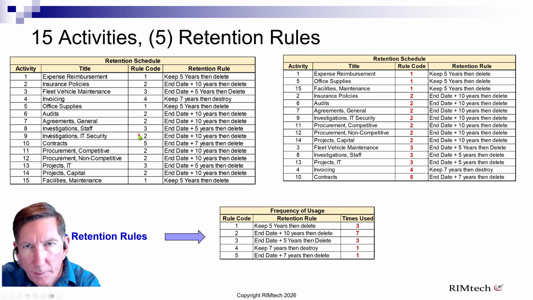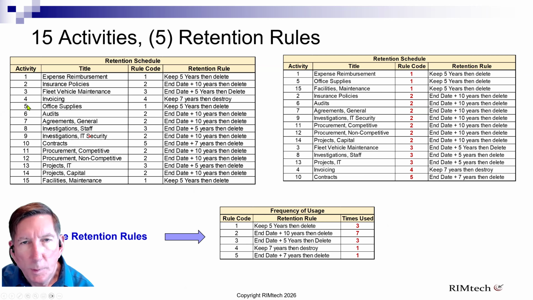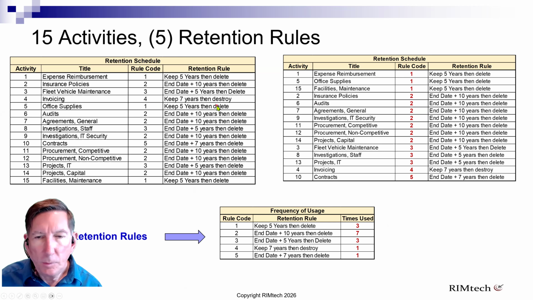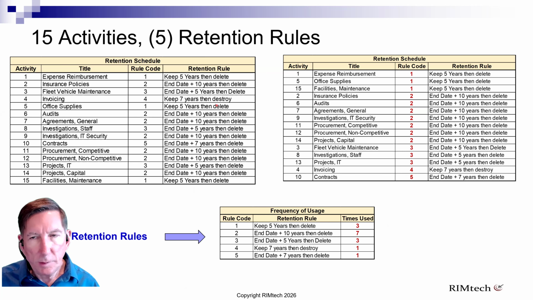On the left here, we have a fragment of a retention schedule with 15 business activities in here. Okay? Now, you'll notice that the retention rules are often repeated. This one here, keep 5 years and delete, is used in both activity 1, expense reimbursement, and activity 5, office supplies. Now, the way to understand retention rules versus content rules is to break down the retention rules into their unique mathematical permutations. What do I mean by that?